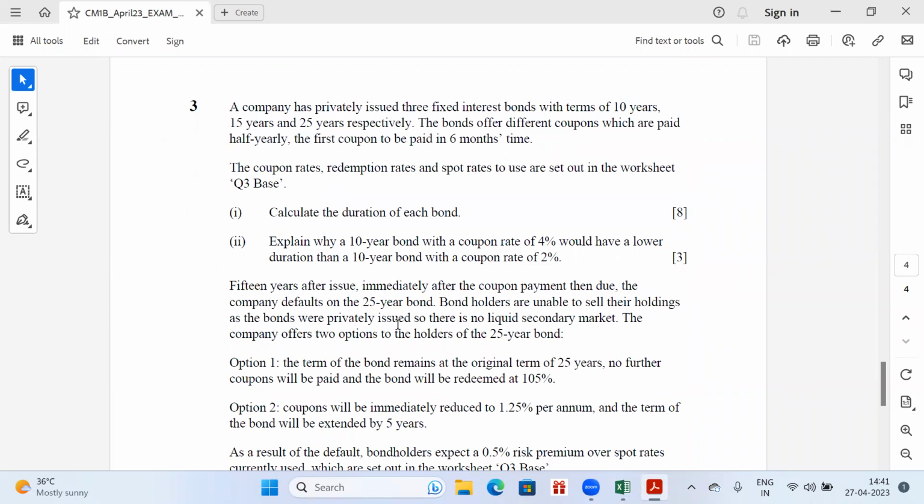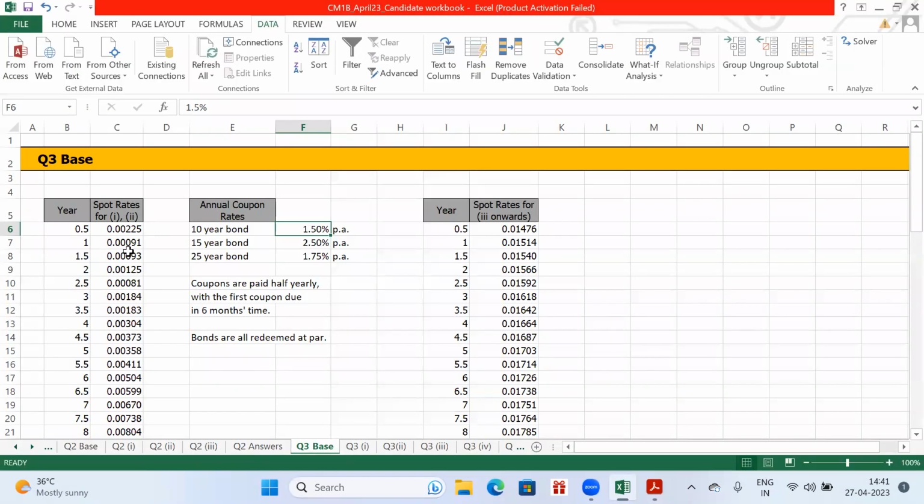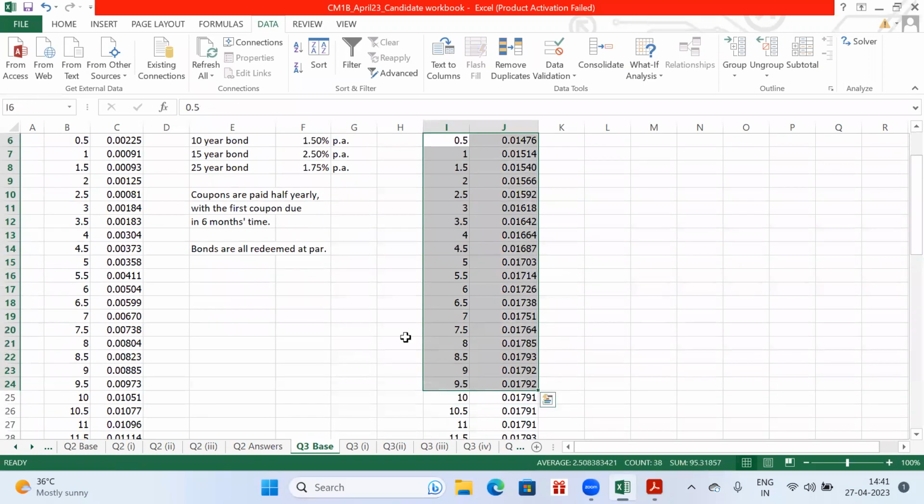Question 3 base. Calculate the duration of each bond. Explain why a 10-year bond. Okay, so basically first they have to calculate the duration of each bond. So first let's see the base sheet. It gives us the spot rates here. Annual rates are given to us and coupons are paid half yearly. Bonds are all redeemed at par. Okay, and these are the spot rates from question 3 onwards.